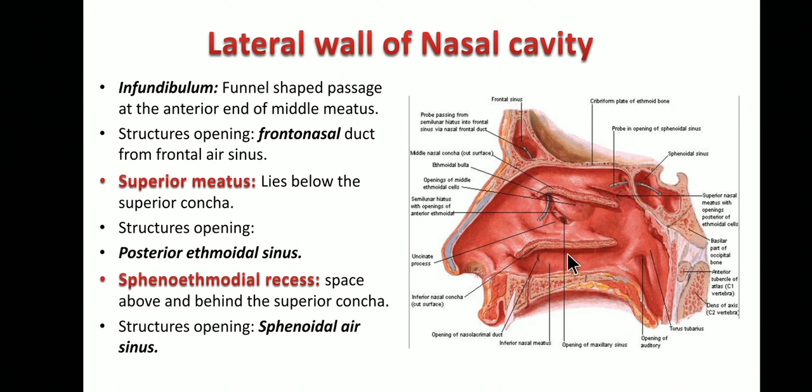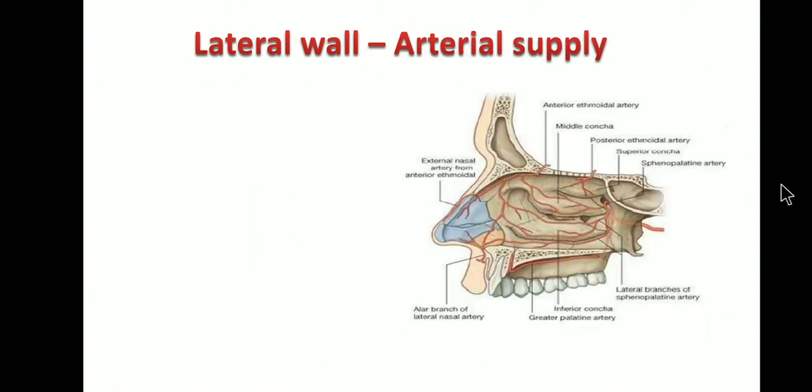So, below the inferior concha, the inferior meatus has the nasolacrimal duct. Middle meatus: middle ethmoidal, anterior ethmoidal, maxillary and frontal. Superior meatus: posterior ethmoidal sinus. Supreme meatus or sphenoethmoidal recess receives the opening of the sphenoidal air sinus.